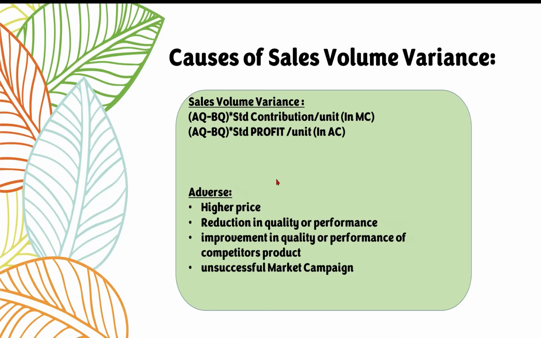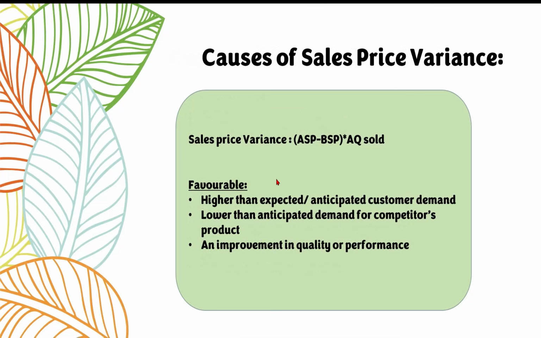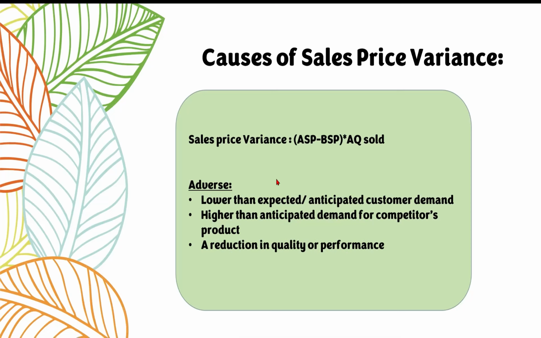So you could see here, higher than expected or anticipated customer demand will lead to a favorable situation. But if there is lower expected or anticipated demand from the customer, in that case the situation will be adverse. Other reasons could be competitor product demand being more, or the quality of the product not being good. That's why the customer is not buying the product, or that's why we need to charge a lower price. This could be the possible reason.